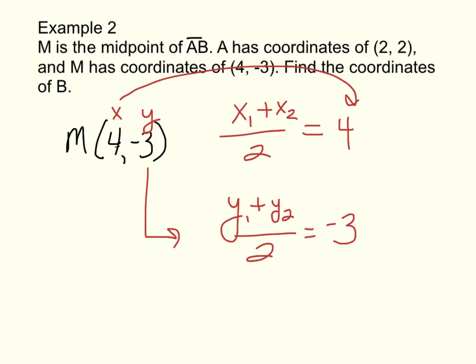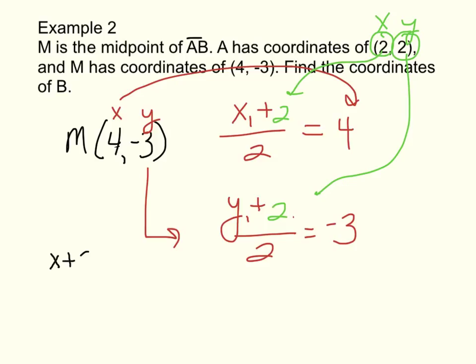But wait a minute. We actually have one of the x values and one of the y values. So I'm going to erase the x value and the y value here. Notice right here, A has coordinates of 2 and 2. This is x, this is y. So we know one of them, so let's plug them in. There's my equation. My first equation is x plus 2, because we don't know one of the x's, but we know the other one. x plus 2 divided by 2 equals 4.